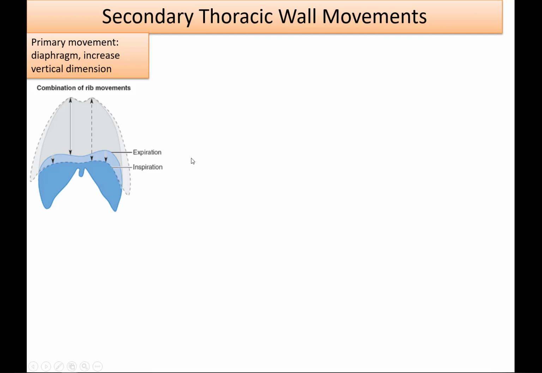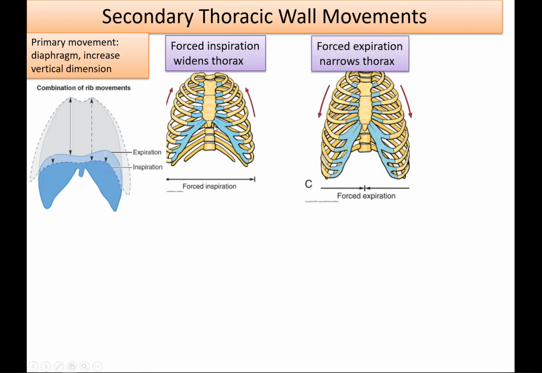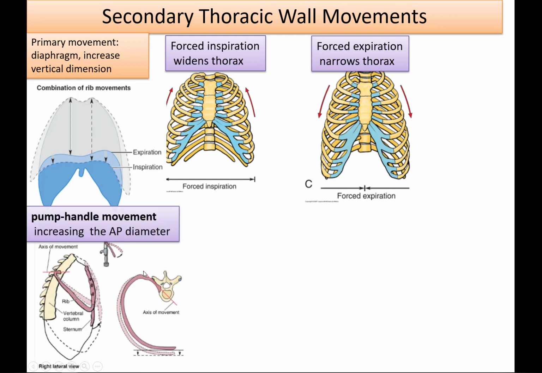So the primary movement is for the diaphragm to increase the vertical dimension, right? So you see expiration and inspiration. During inspiration it pulls down and increases the vertical dimension. You also have forced inspiration and forced expiration, which will either widen or narrow the thorax respectively. And so we also have different movements that we can superimpose on there. This movement is called the pump handle movement, like an old-fashioned water pump. As you can see, you have an increase of the AP, or anterior-posterior, diameter. You can see here's the axis of movement going right across here. And so we do have a slight increase of the AP diameter.